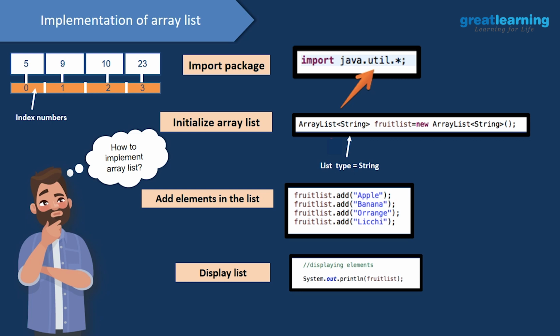Star will actually fetch all the things. So if you use java.util.star, you will get all the classes and the interfaces under the util package. Okay, now how can you initialize?